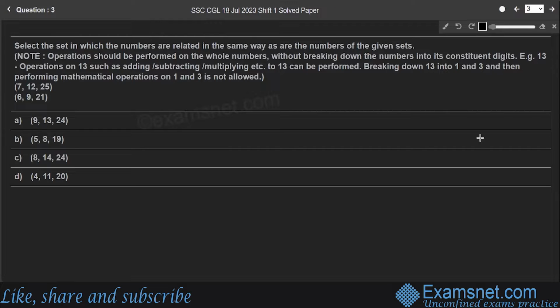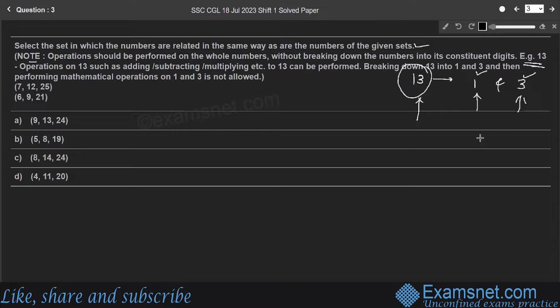Question number 3. Select the set in which the numbers are related in the same way as are the numbers of the given sets. Here is a note. Operation should be performed on the whole numbers without breaking down the numbers into their constituent digits. For example, we should not break down 13 as 1 and 3. Operations like addition, subtraction, multiplication and division should be performed on the whole number 13.